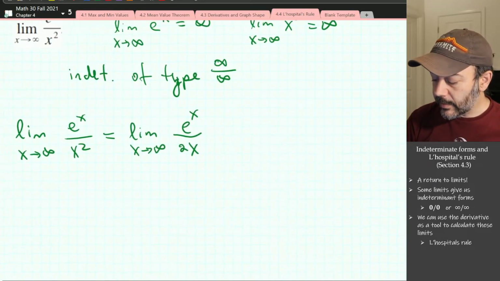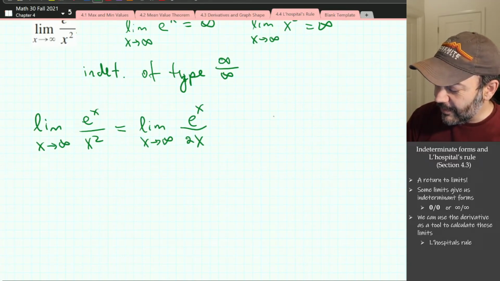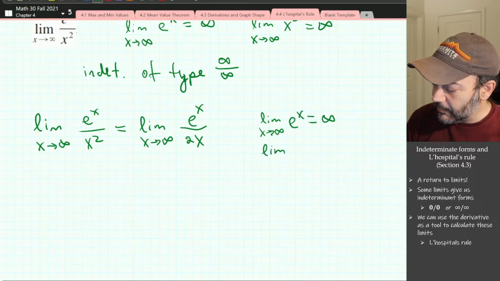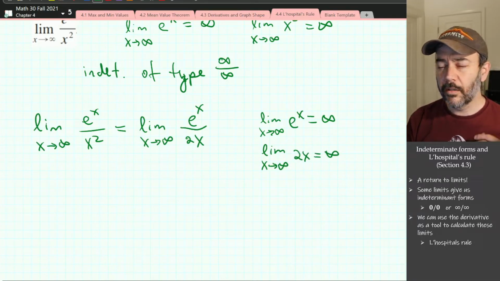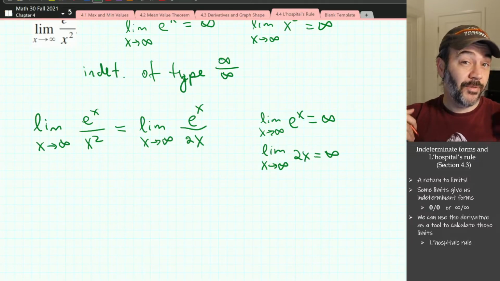Can you see that it's still indeterminate? The limit as x goes to infinity of e to the x is still infinity, and the limit as x goes to infinity of 2x is still infinity. So our limit's still indeterminate. So what do we do? You apply L'Hopital's rule again.